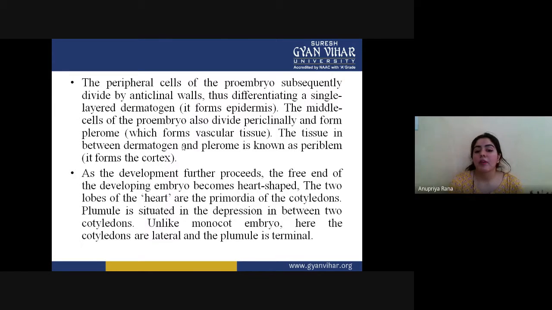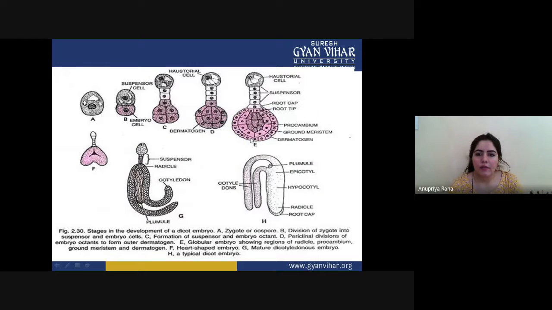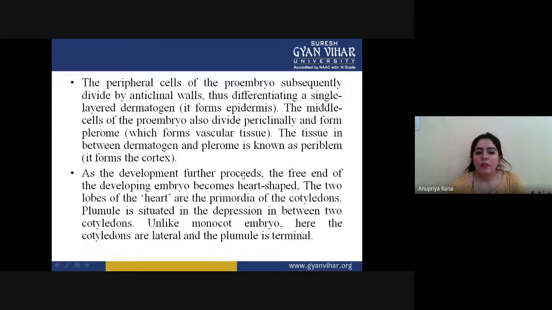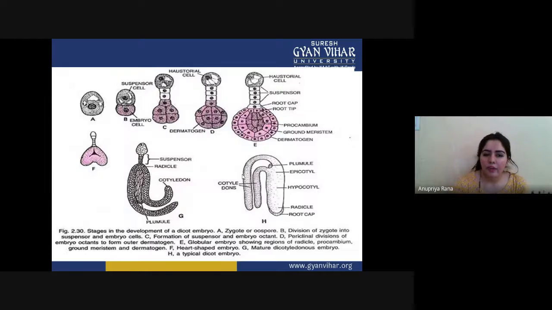As the development proceeds further, the free end of the developing embryo becomes heart shaped. The embryo starts looking like a heart-shaped embryo. This heart shape is for the primordia formation of the cotyledons. You can see it in the diagram.